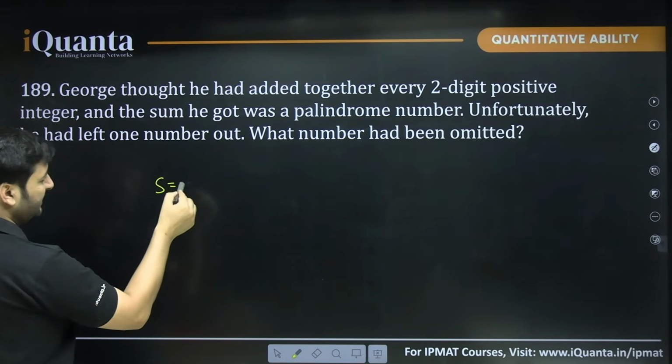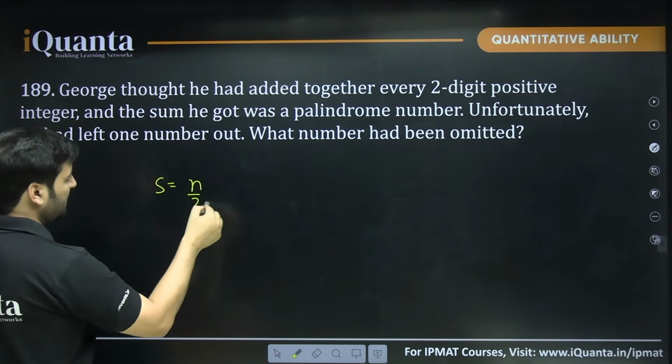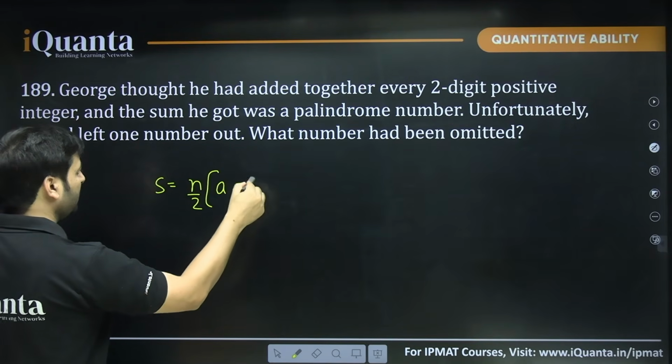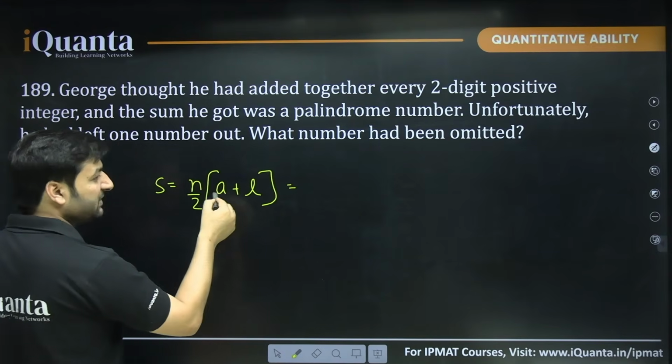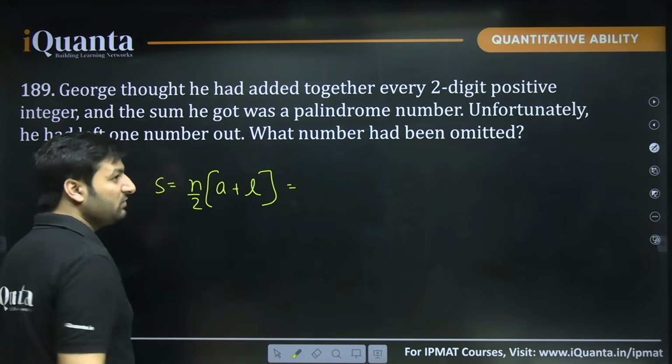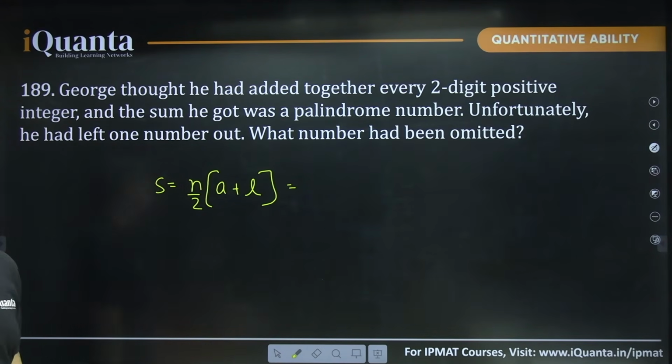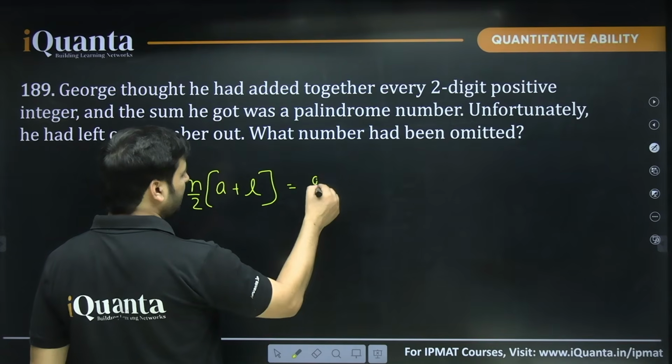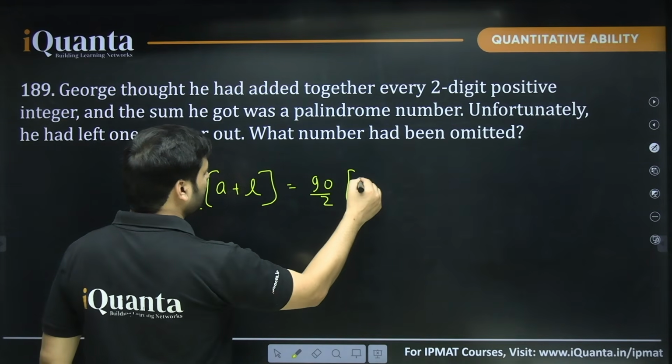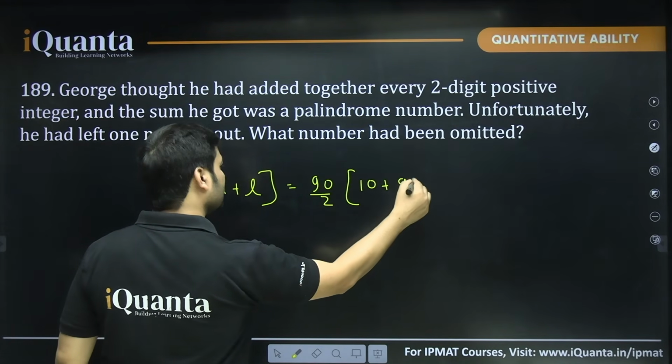The sum of a series where you have the first term, last term, number of terms is n upon 2 times (a plus l), isn't it? n is the number of terms, a is the first term, l is the last term. So how many 2-digit numbers do we have? 99 is the last, 10 is the first, 99 minus 10 is 89, 89 plus 1 is 90. So n upon 2, first term is 10, last is 99.